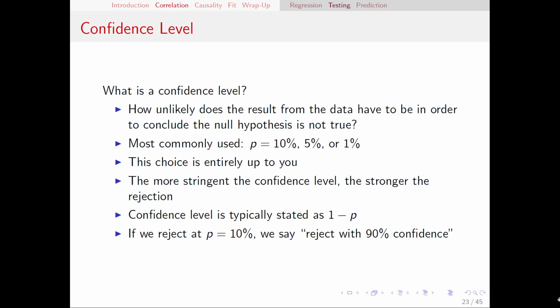When we talk about confidence levels, we typically state these as 1 minus p, where p is the probability that we consider to be too unlikely. So for example, if we chose p equals 10%, that it's a 10% chance of this happening, and we reject with that p, we say that we are going to reject with 90% confidence. The most commonly used probabilities are 10%, 5%, and 1%, so therefore we would say that the most commonly used confidence levels are 90%, 95%, and 99%.